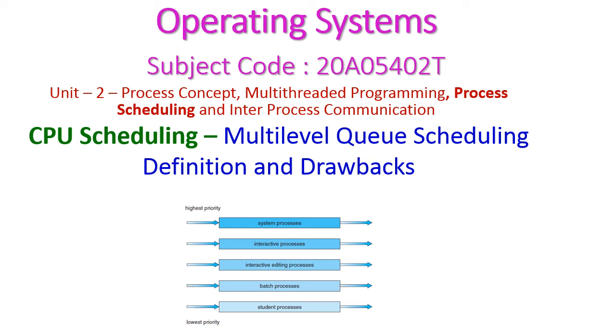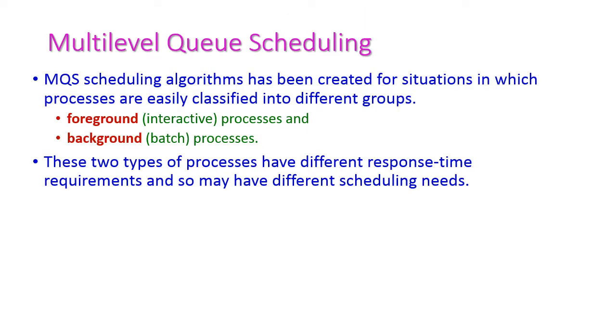In today's operating system class, we will see the multi-level queue scheduling algorithm from the CPU scheduling, that is from second unit. And in this class, we will see the definition and the drawback of multi-level queue scheduling algorithm. In our previous lecture, we have seen different scheduling algorithms, for example, first come first serve scheduling, round robin scheduling, shortest job first scheduling, and priority scheduling. So many different scheduling algorithms we have already seen in our previous lecture.